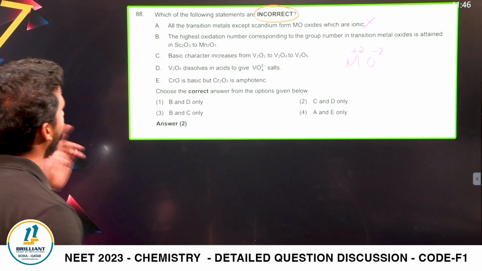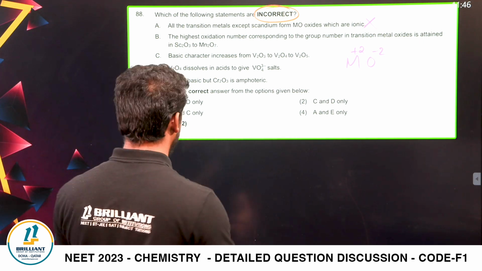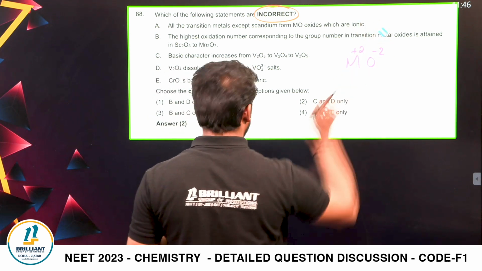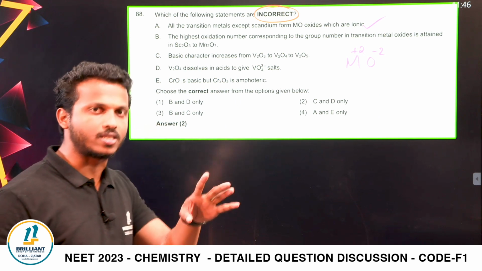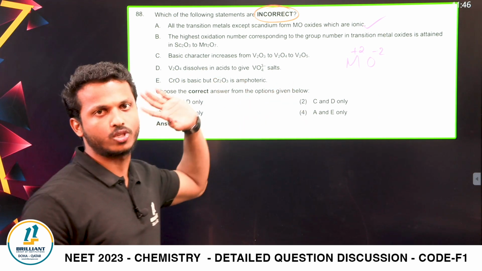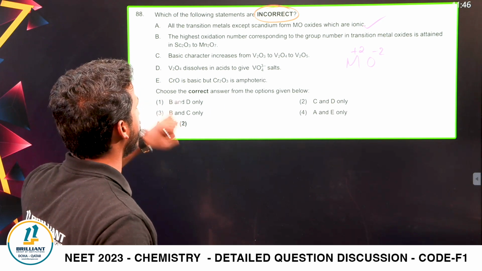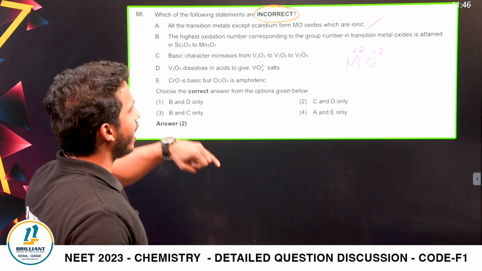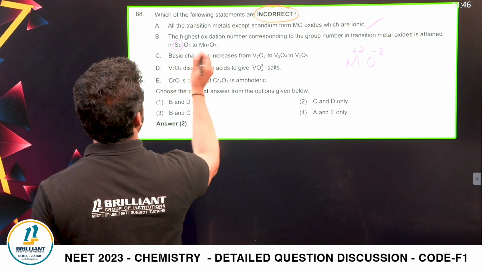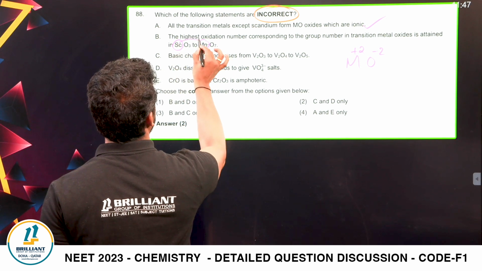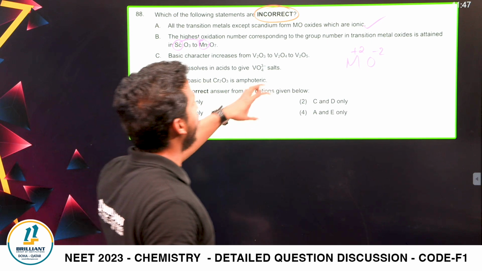The question is which is incorrect, right? So all the transition metals except scandium. Sorry for that. Is the statement correct or not? Yes, because scandium's oxidation state is what? +3. It cannot form what? +2 state. Yes, the correct statement is given. The highest oxidation number corresponding to the group number in transition metal oxides is attained in scandium. Yeah, here scandium +3, Mn +7. Yeah, from scandium to Mn, the highest oxidation state corresponds to the group number.